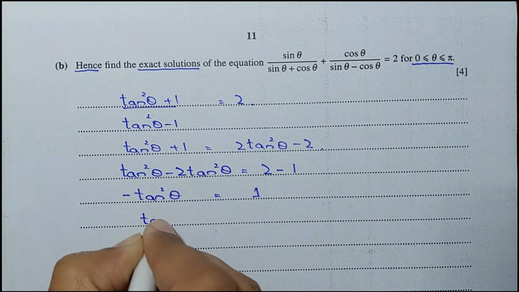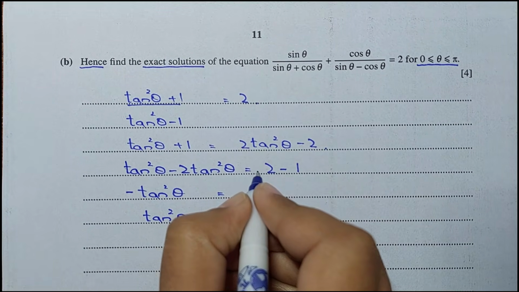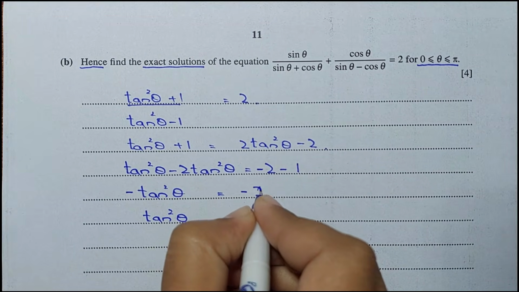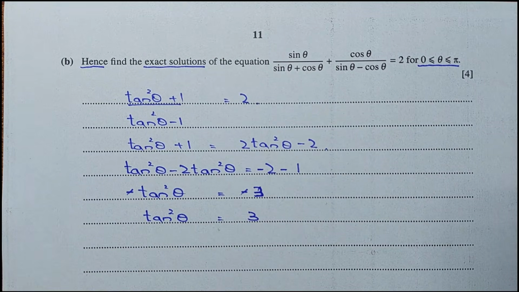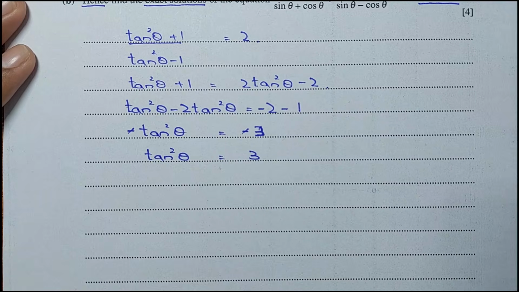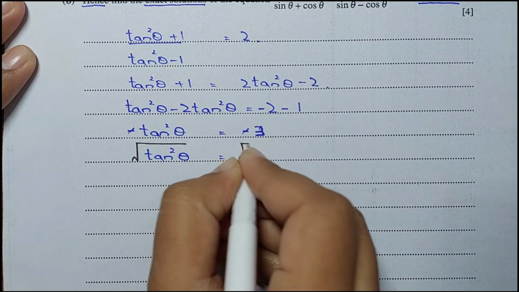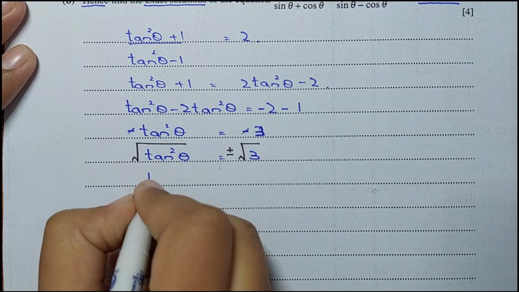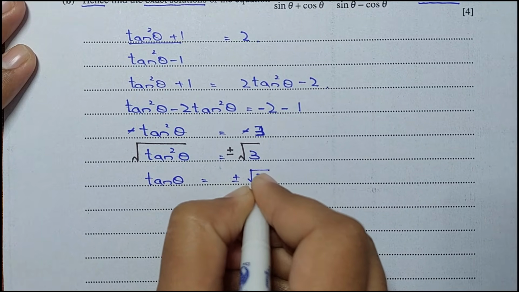Or we can say tangent square theta, sorry, it's negative 2. Already negative 2, shift the 1, so negative 3 is just 3, because we cancel the negative sign on both sides. So tangent square theta is positive, right? To get the value for tangent theta, take the square root on both sides. And whenever we do the square root on both sides, the answer should be plus minus. So the answer is tangent theta is plus minus square root of 3.